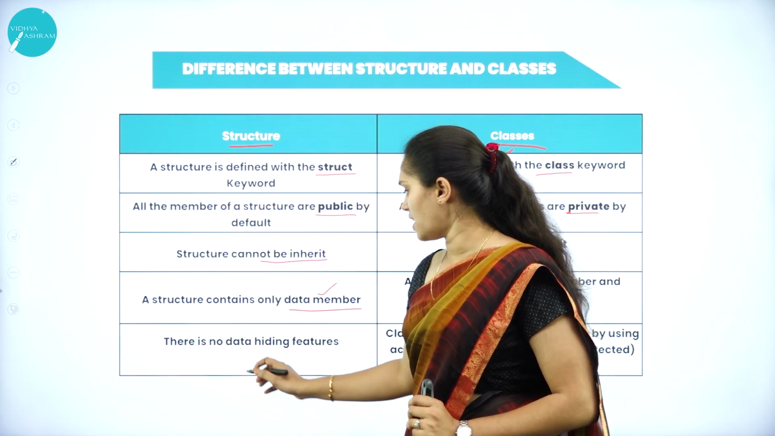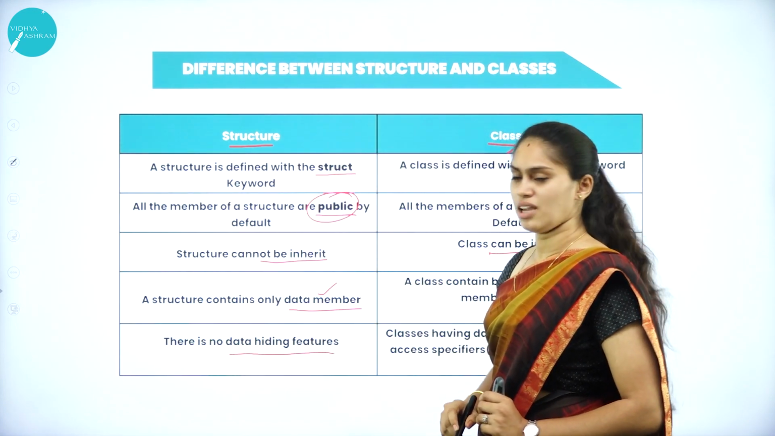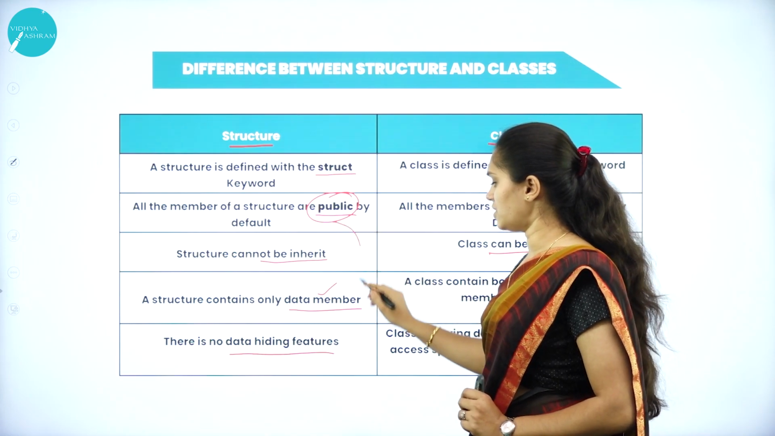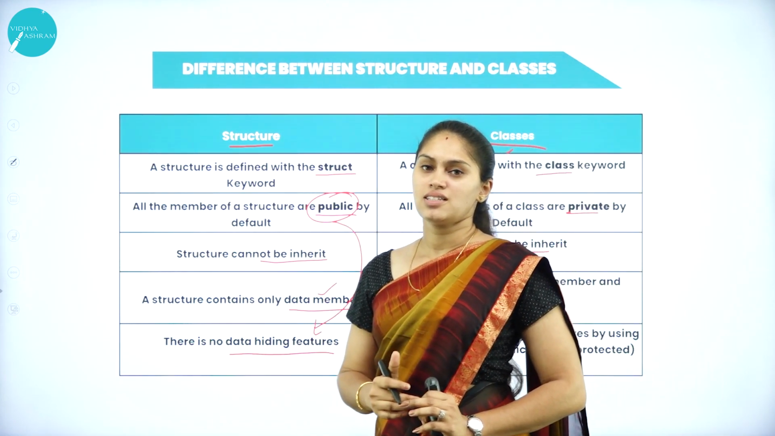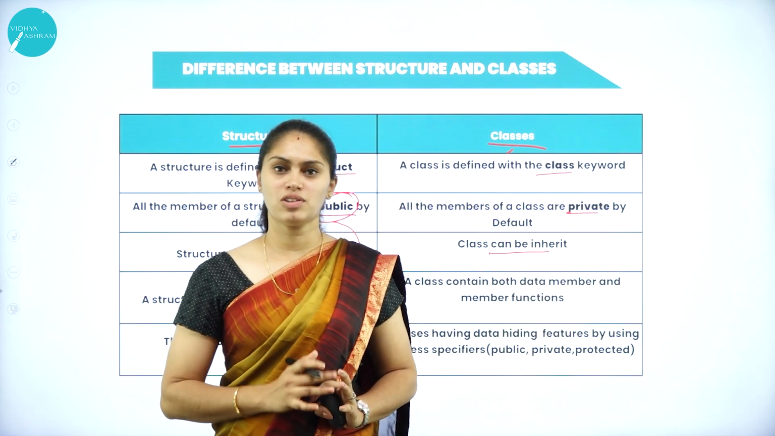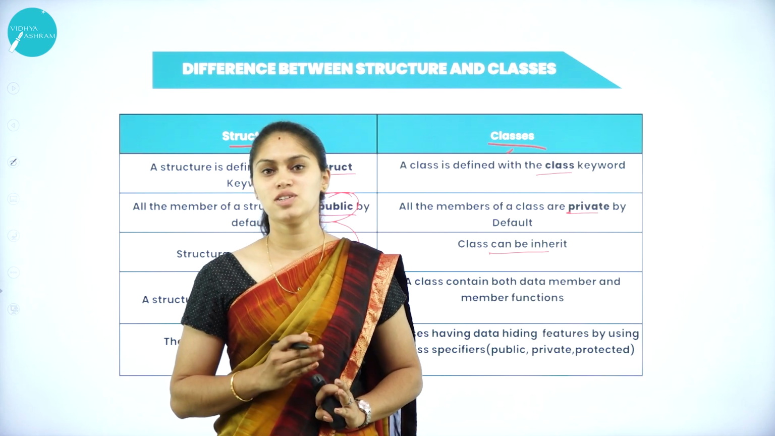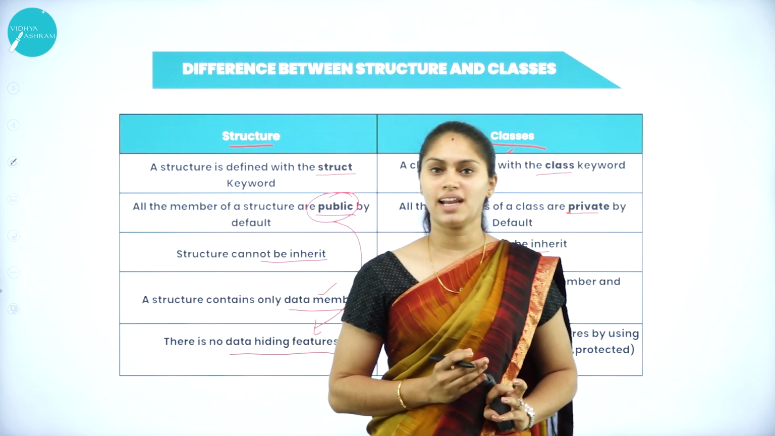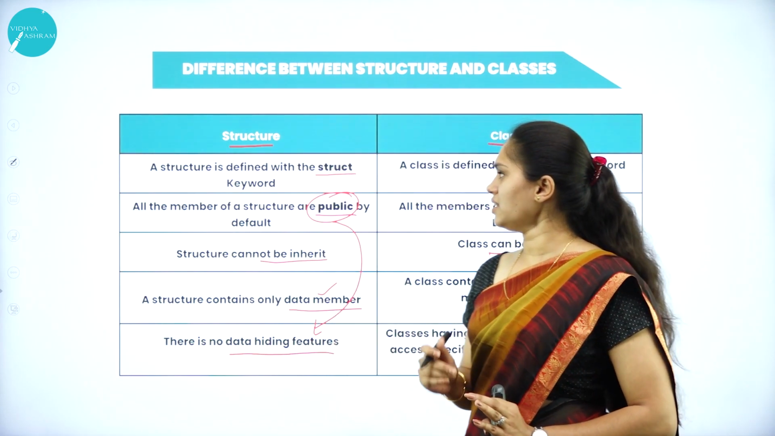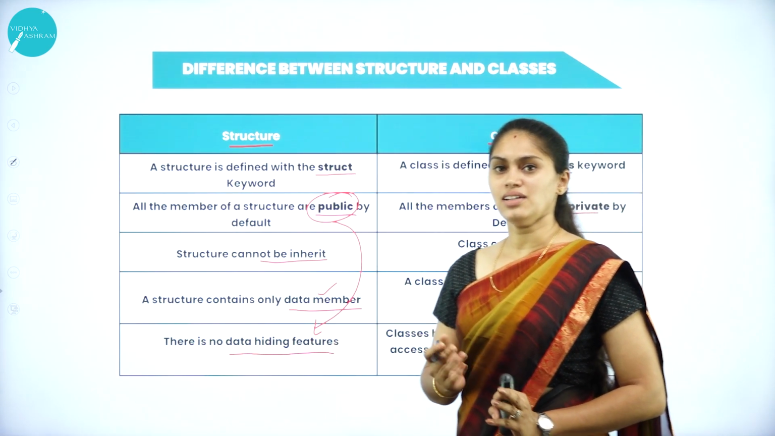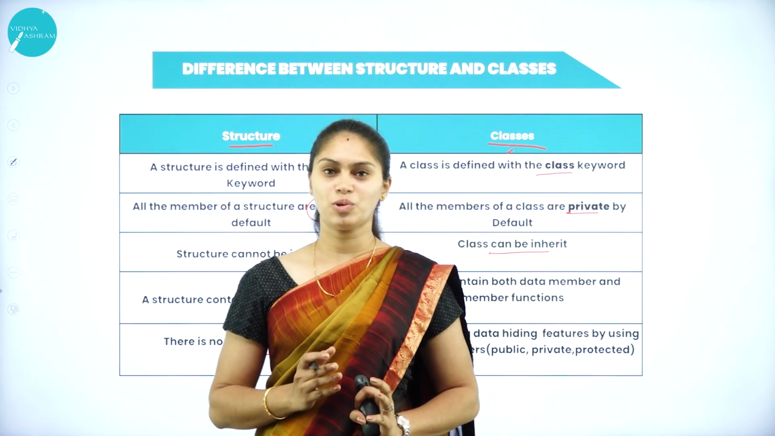After that, at last, there is no data hiding feature. Since it is public by default, in the sense there is no security for the data. That's why there is no data hiding feature in a structure, but we have three modes of access specifier, that is public, private and protected, so that it helps us to hide the data in our program. Okay, so this is regarding the difference between structure and classes. I hope you all understood today's session.